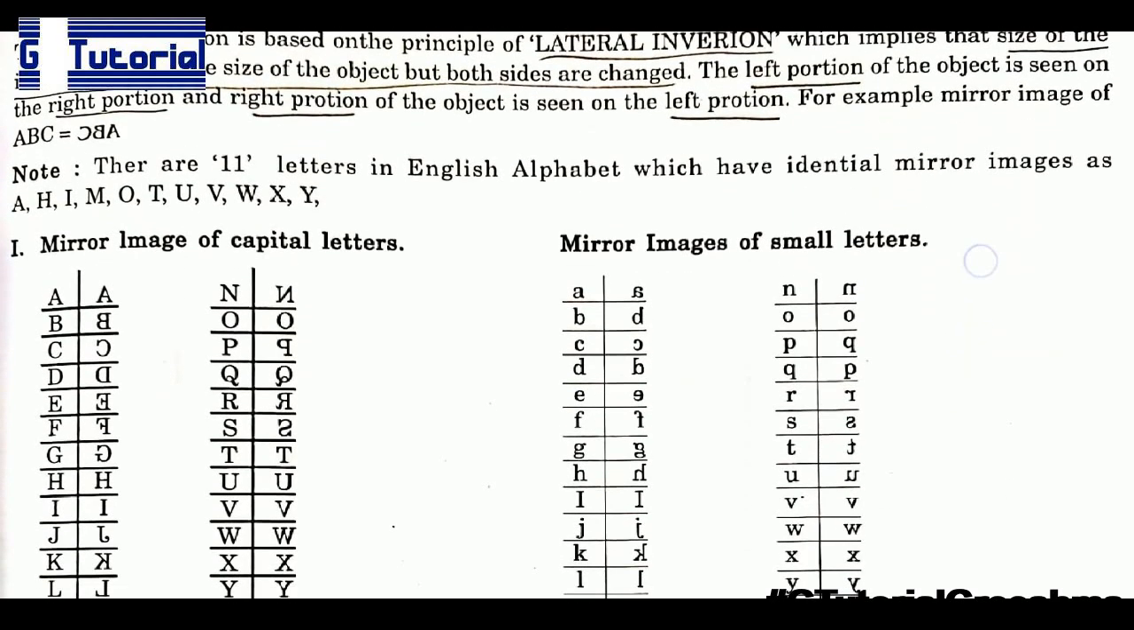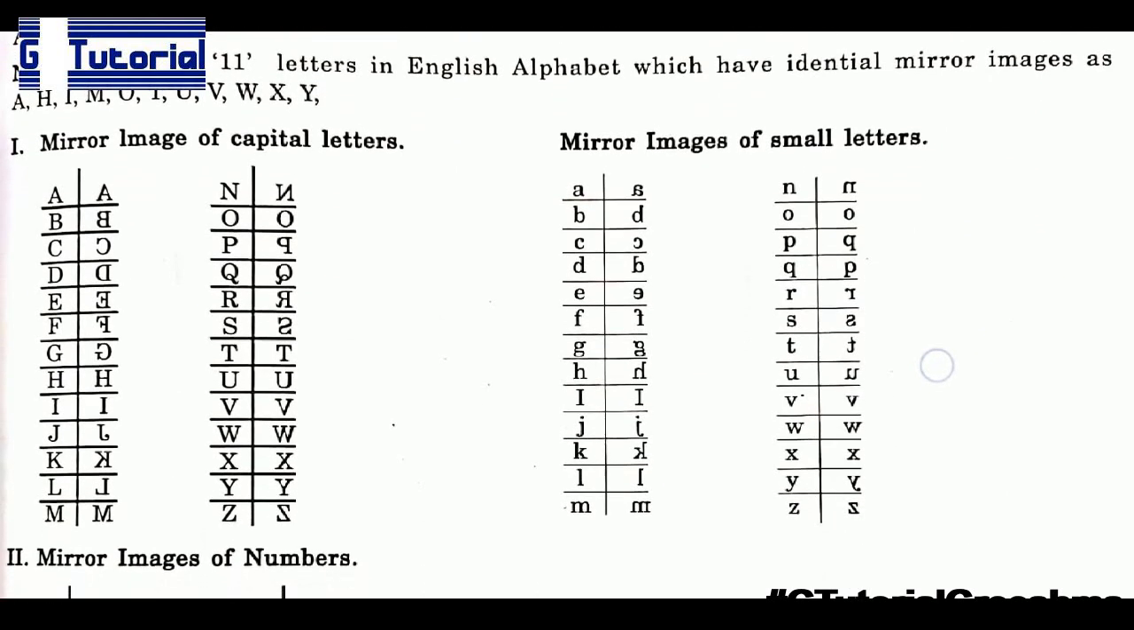We know that there are 26 alphabets in English, and let us have a closer look at the mirror images of these alphabets. Some alphabets have mirror images identical to themselves. Such alphabets are A, H, I, M, O, T, U, V, W, X and Y. And the other alphabets have mirror images as follows.